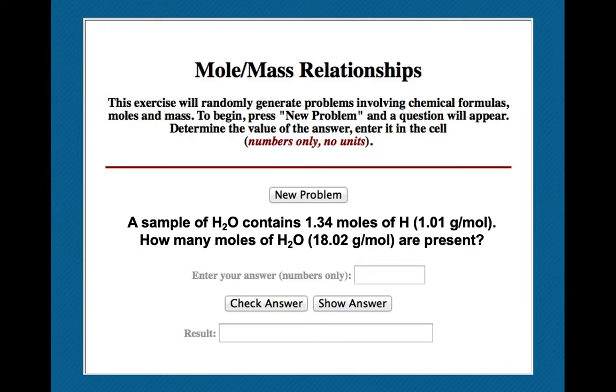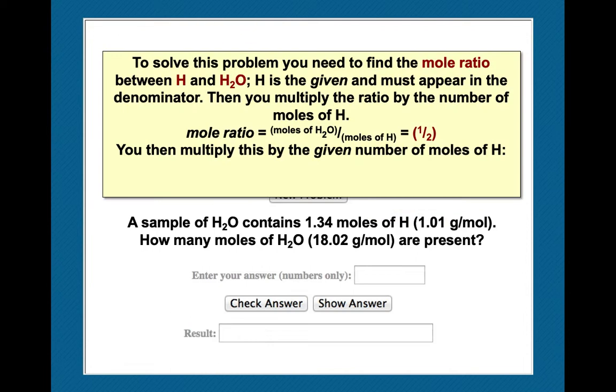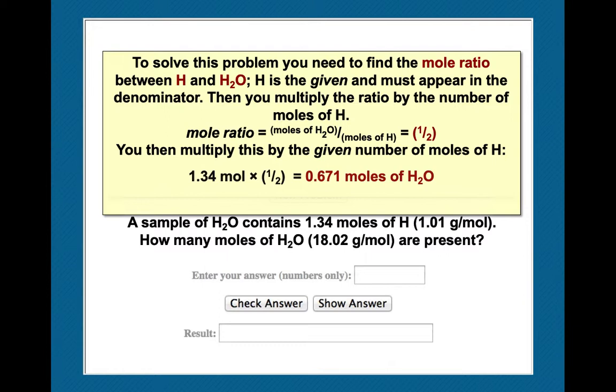We have moles here, so we need moles of water on top, moles of hydrogen on the bottom. Gonna simply multiply that by our given. 1/2 is our ratio, and we get 0.671. So, like I said, there are 4. This is probably the trickiest of them. That's why we're going to come back and do it again later.